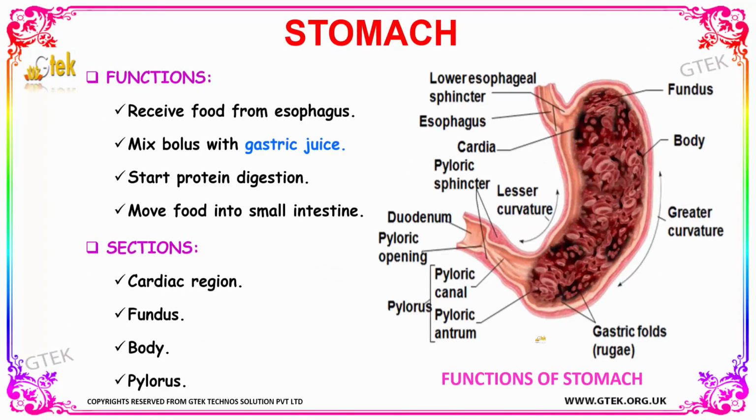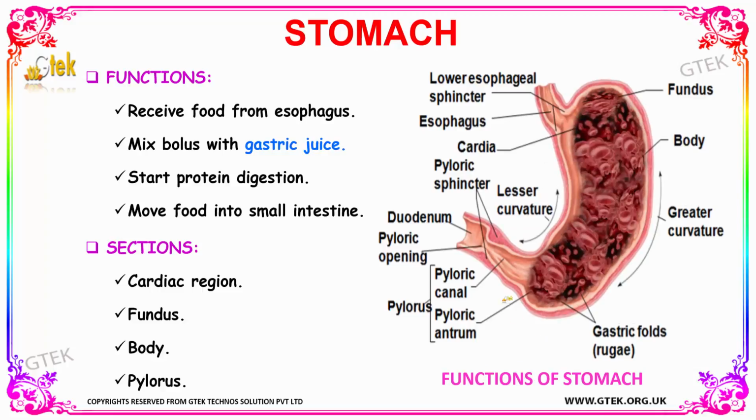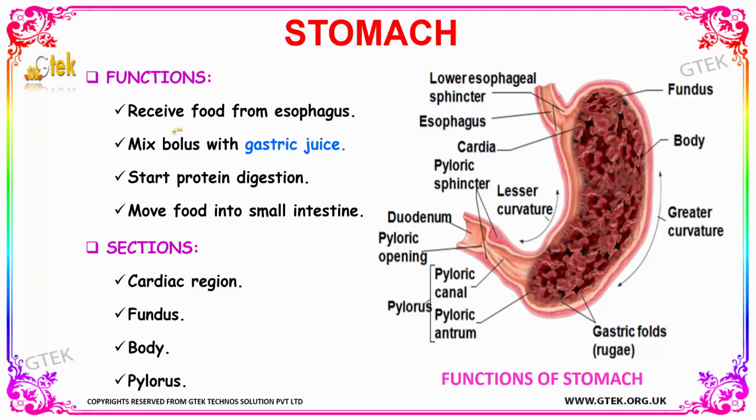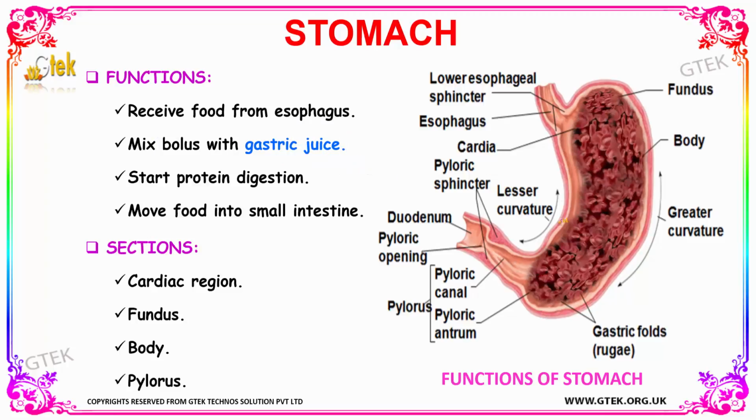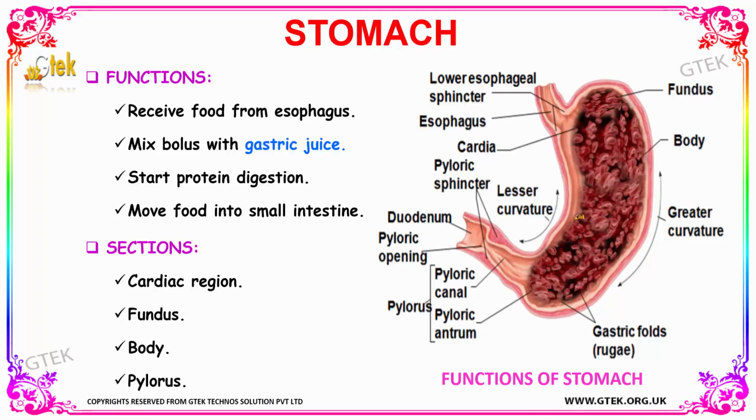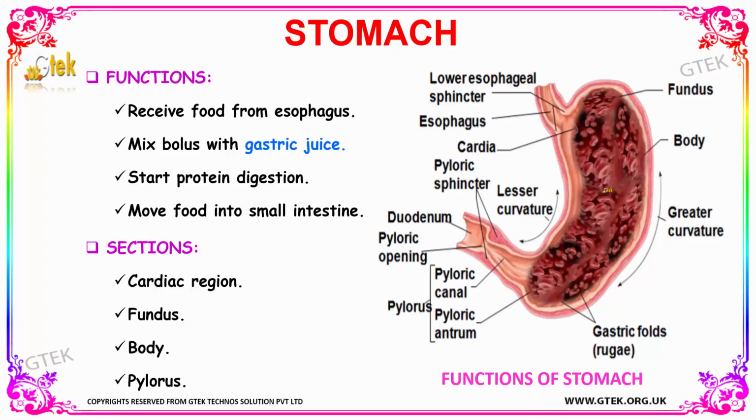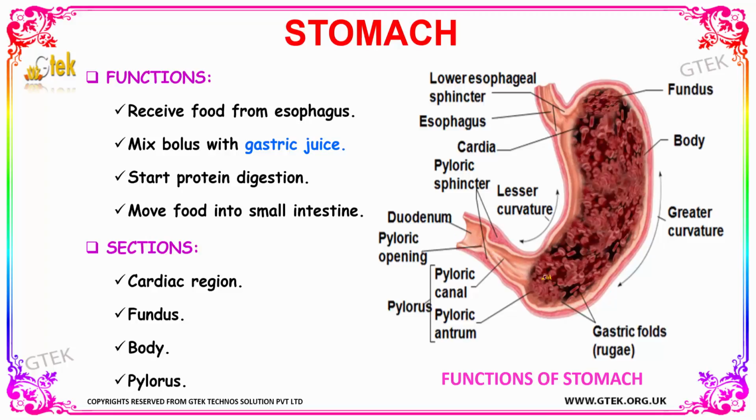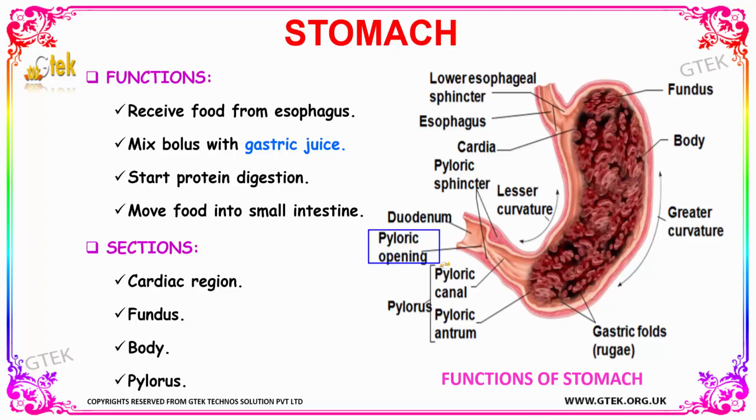Let us see the functions of the stomach. The main function of the stomach is to receive the food from the esophagus and mix the food, that is the bolus, with the gastric juice. Once the bolus enters the stomach, it starts the protein digestion. After the protein digestion, it is moved into your small intestine through the pyloric opening. Here you can see the pyloric opening.